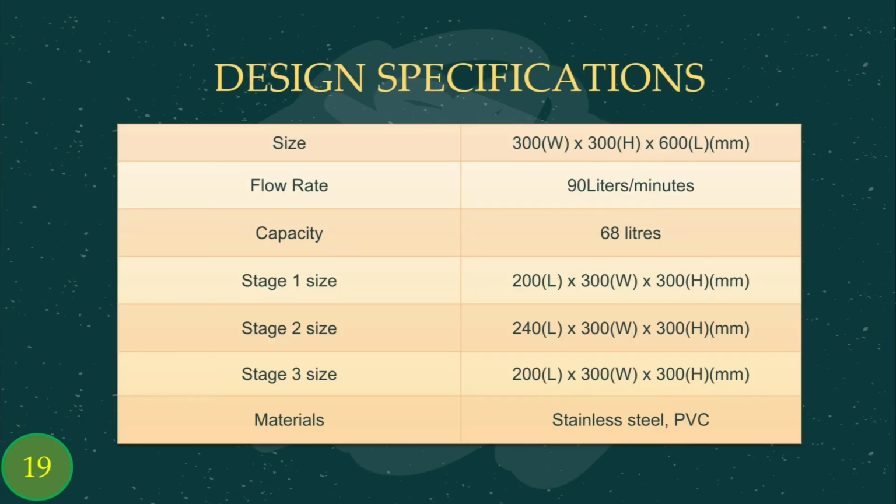For our design specification, for the size, we chose 300 width by 300 height and 600 length in millimeters. Our flow rate is 90 liters per minute, and our capacity is 68 liters. The stage 1 size is 200 length by 300 width by 300 height in millimeters. Our stage 2 size is 250 length by 300 width by 300 height in millimeters, and our stage 3 size is 200 length by 300 width by 300 height in millimeters. Our materials are stainless steel and PVC.